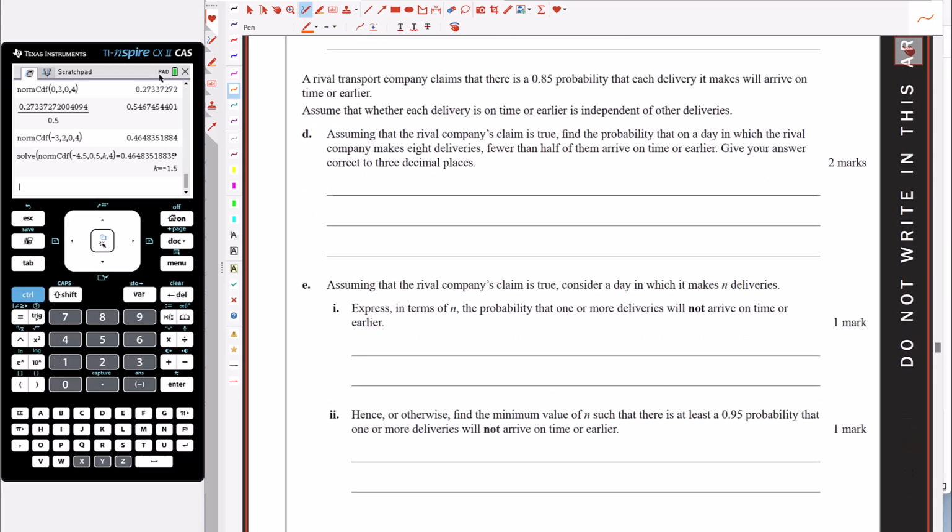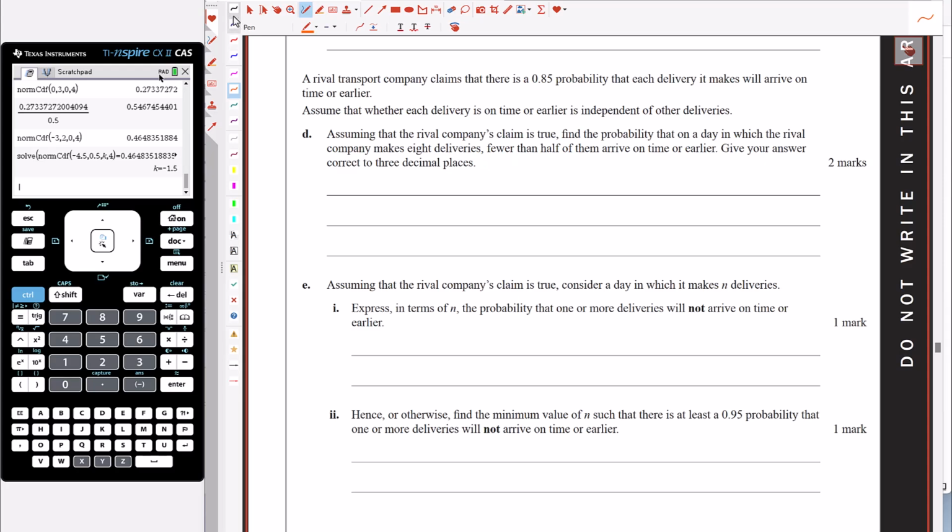A rival transport company claims that there is a 0.85 probability that each delivery it makes will arrive on time or earlier. Assume that whether each delivery is on time or earlier is independent of other deliveries. Assuming that the rival company's claim is true, find the probability that on a day in which the rival company makes 8 deliveries, fewer than half of them arrive on time or earlier.